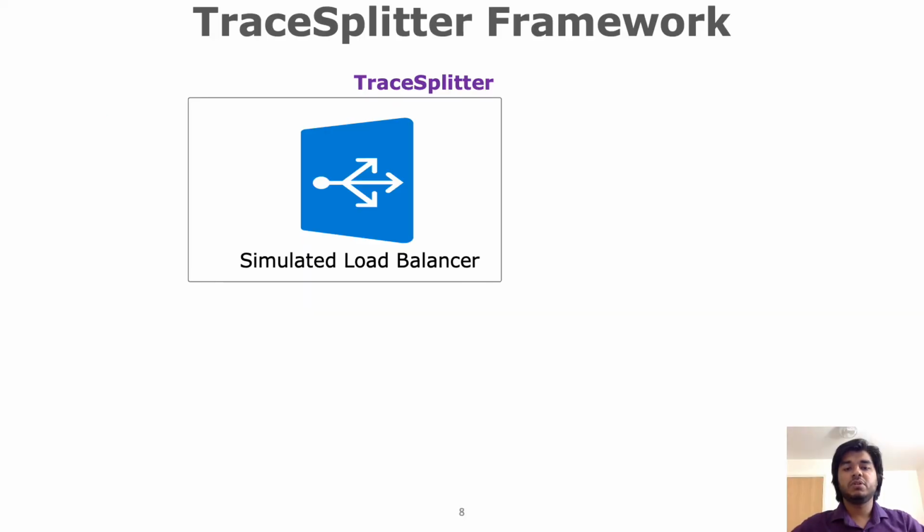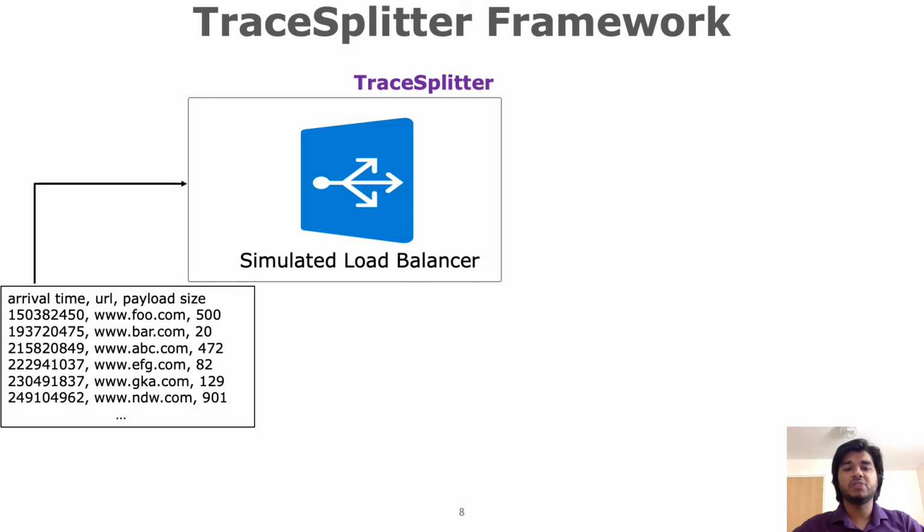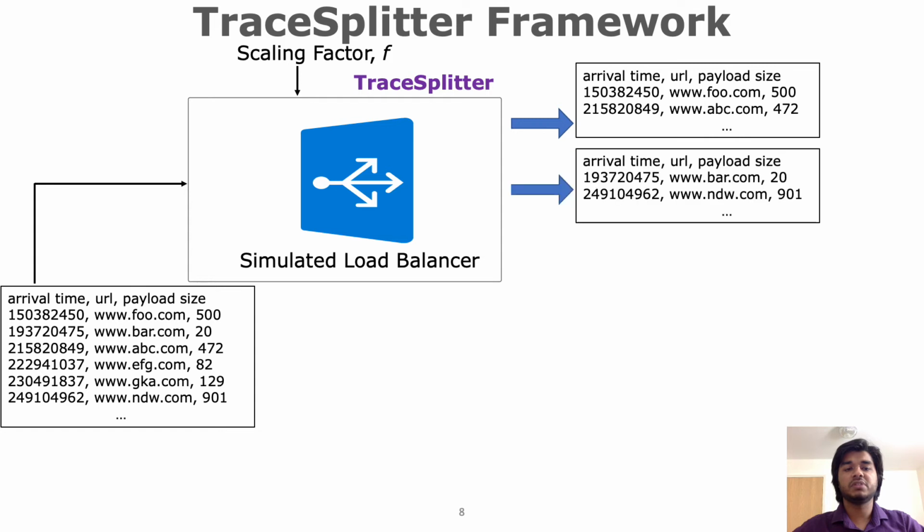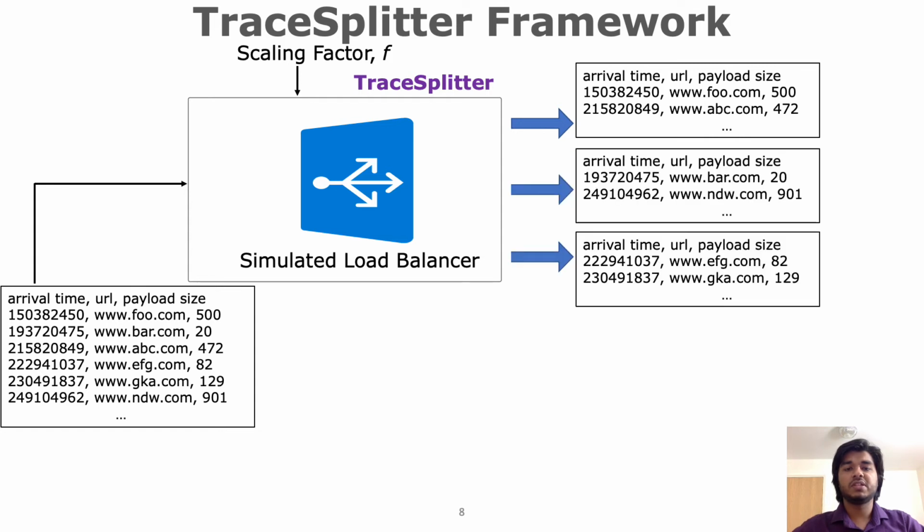Our designed framework of TraceSplitter utilizes this insight by using a simulated load balancer. This takes the original trace and a user-provided scaling factor as input and generates multiple downscale traces using load balancing techniques. Each of these downscale traces would represent the requests seen by a subset of web server nodes. One key benefit of our approach is that we do not lose information in the sense that any rare requests would show up in at least one of the downscale traces.